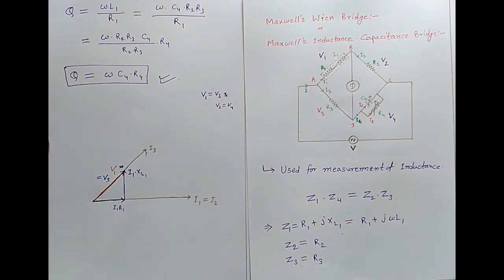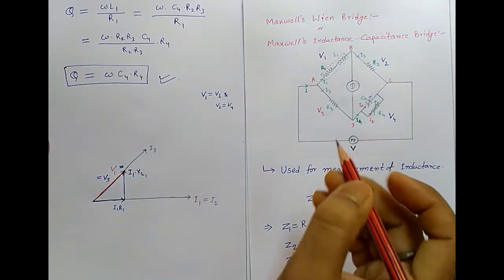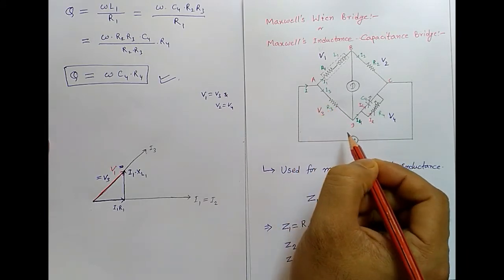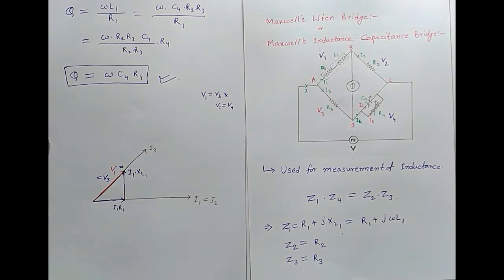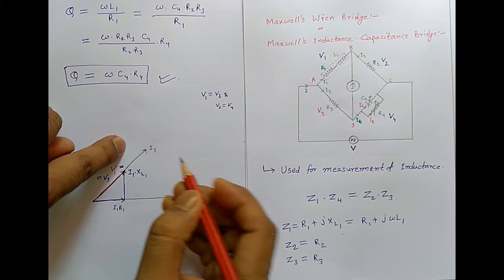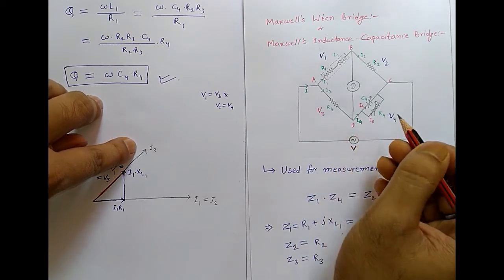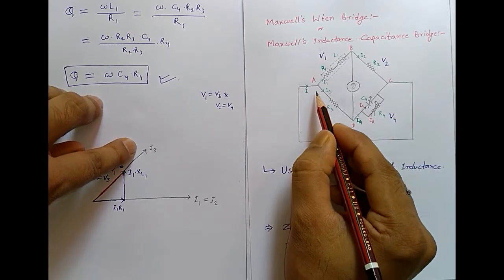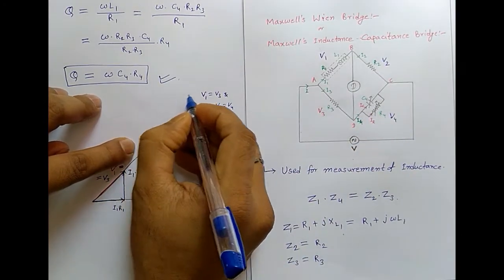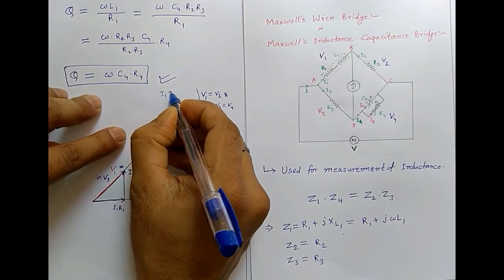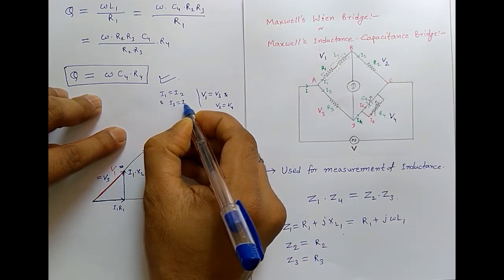The current flows in the path in the arm AD, which will be in the same direction as V3. Now if we know the current direction of I3, then I4 will be the same, because in the balanced condition I3 equals I4, as we know that I1 equals I2 and I3 equals I4.